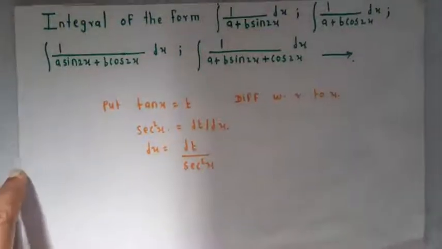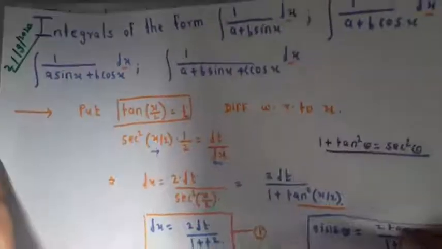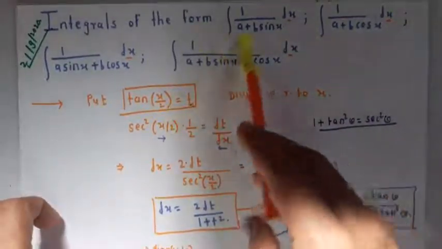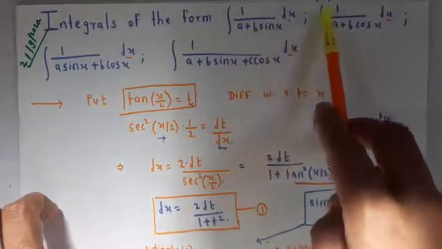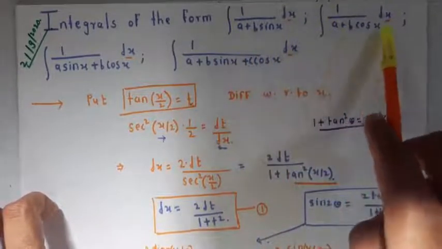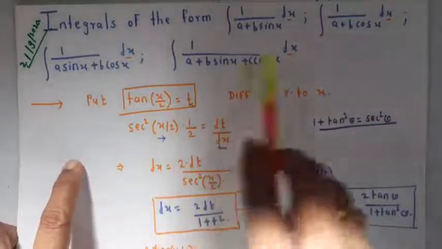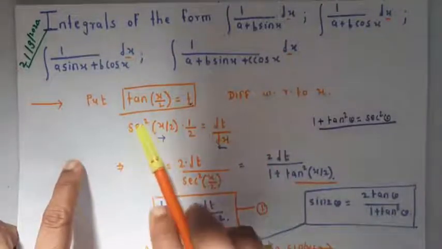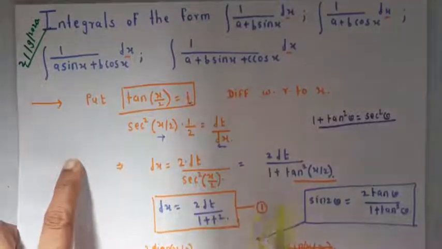In the last video, we solved some problems from exercise 3.2b. The problems were of the type integrals of the form integration of 1 upon a plus b sin x with respect to x, and integration of 1 upon a plus b cos x with respect to x. To solve such integrals, we substitute tan of x by 2 equal to t, and accordingly we find the value of sin x and cos x, and then substitute in the problem and simplify.